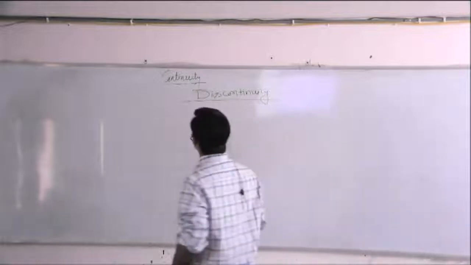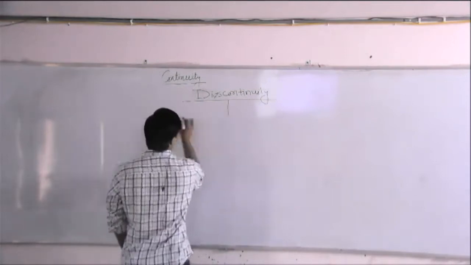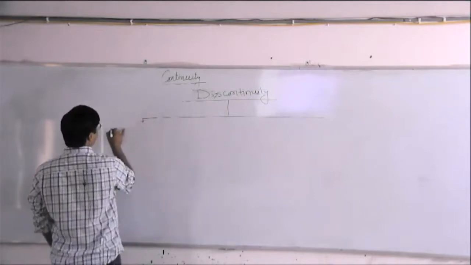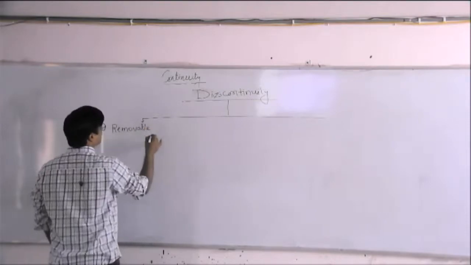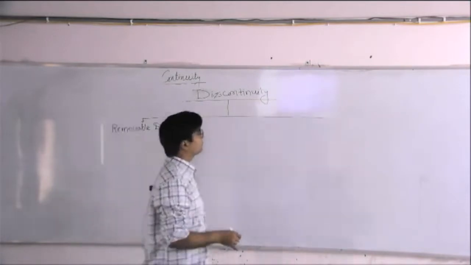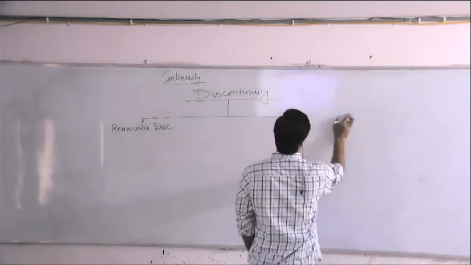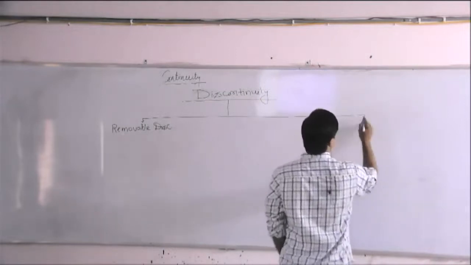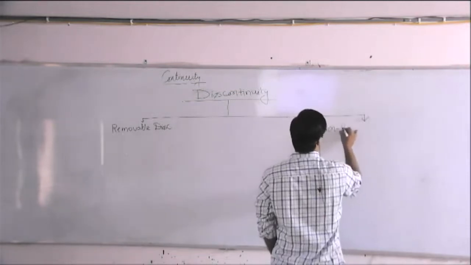Of discontinuities. Okay. First is called removable discontinuity, and the other one is called non-removable.